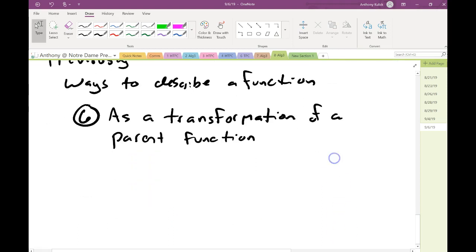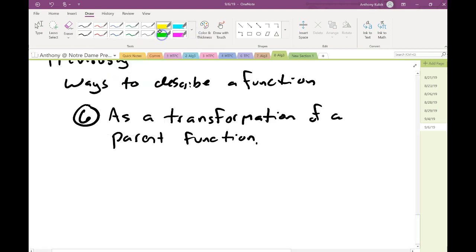So this last way to describe a function would be as a transformation of a parent function. And now there's a lot of vocabulary in that statement that you're probably not sure about, and that's okay. We'll unpack what we mean in this statement over the course of the lesson. So because you read this and you're like, I'm not sure what that means, that's okay. We'll define what we mean and do some examples, and it should be relatively clear by the time we're done what we mean.